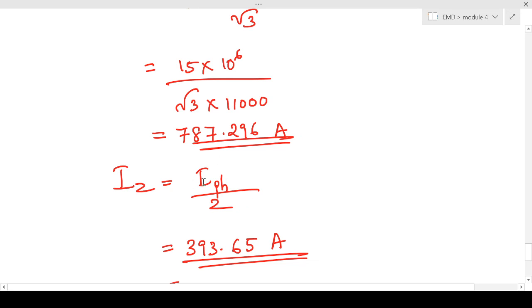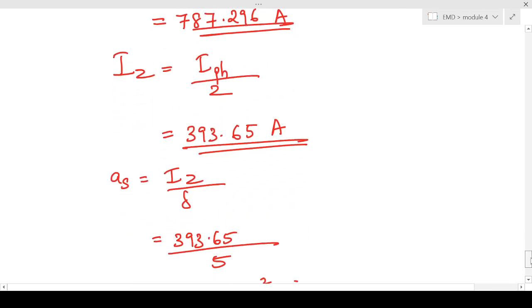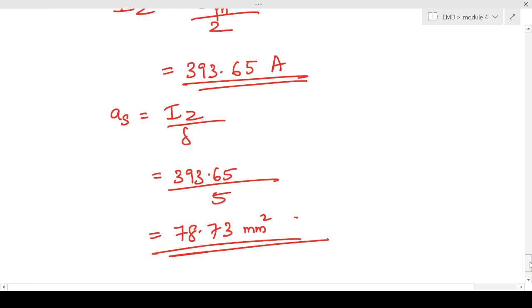Now current flowing through each conductor is equal to I phase divided by 2, since there are two parallel paths, and we will get that value as 393.65. Now area of cross section of the conductor is equal to current flowing through each conductor divided by current density, and we'll get that value as 78.73 millimeter square. So this finishes our design. Thank you.